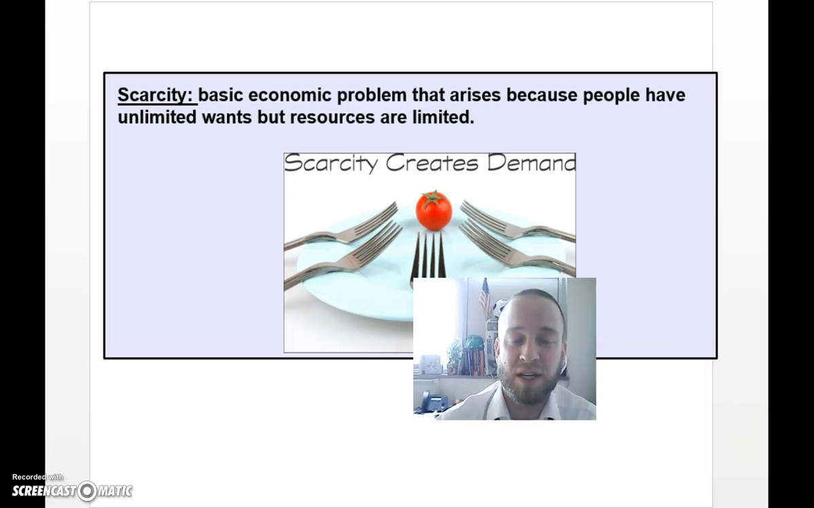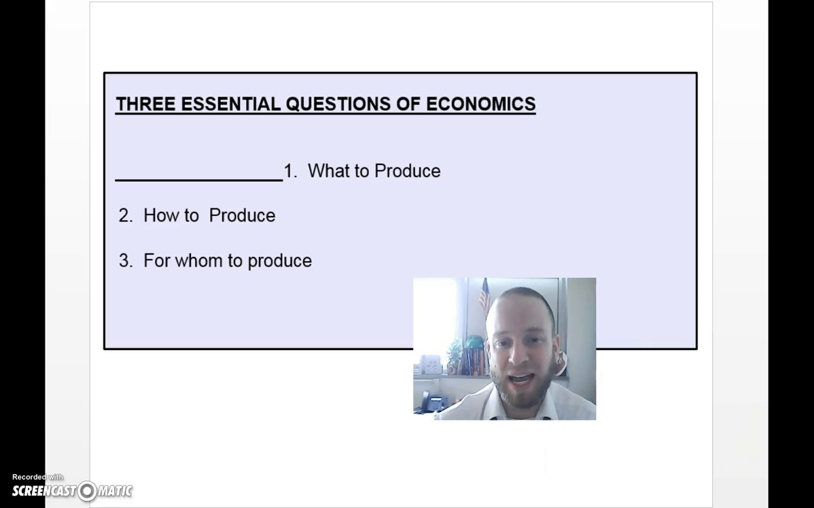Okay, and scarcity forces people in society into answering three essential questions. What are we going to make? What are we going to produce? How are we going to produce that? And for whom are we going to produce it? So what are we going to make? How are we going to make it? And who gets it? If everything was unlimited, it wouldn't matter. But since there is limits on everything, we have to determine how are we going to use our time, our resources, our energy. What are we going to produce? How are we going to produce it? And who are we going to produce it for?